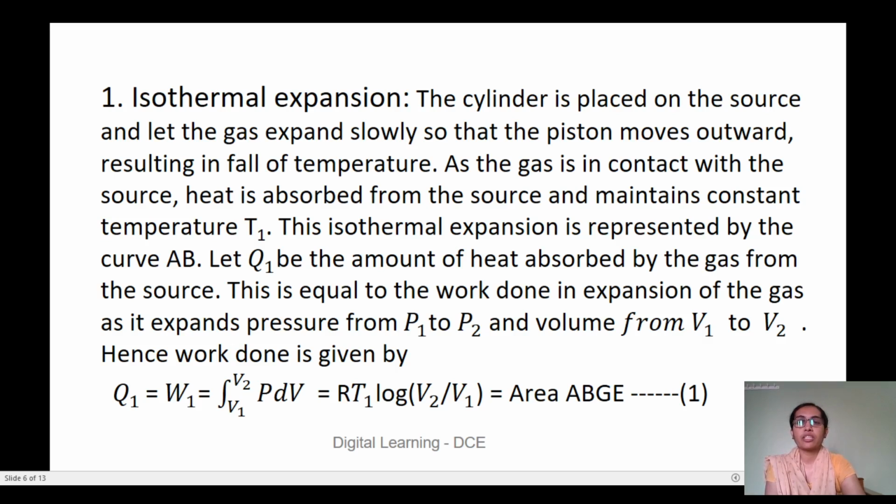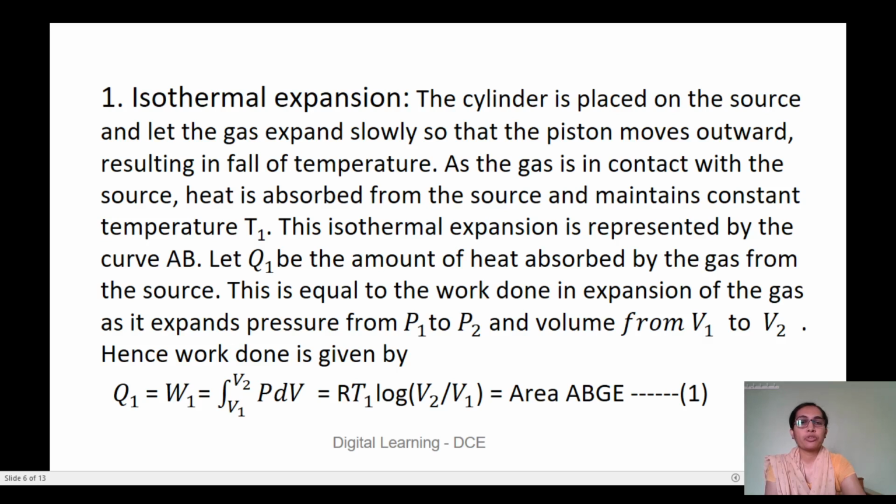First stage, isothermal expansion. For isothermal expansion, the cylinder is placed on the source and the gas is allowed to expand slowly. Since we are expanding, the piston is moved outward. Since the piston moves outward, volume increases, resulting in a fall of temperature. Since it is an isothermal process, temperature has to be kept constant. Therefore, as the gas is in contact with the source, heat is absorbed from the source, and this maintains the temperature constant. This isothermal expansion is represented by the curve AB.